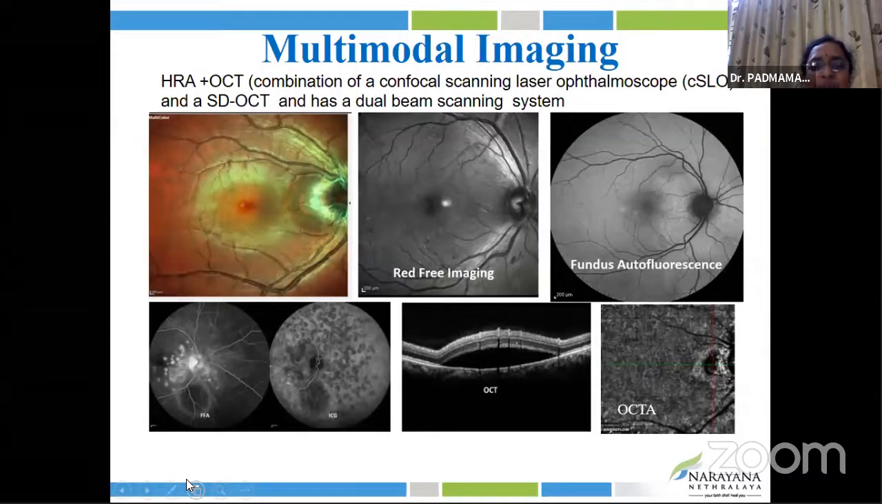Multimodal imaging, where we have a combination of imaging methods, varies from color fundus photography, red-free imaging, fundus autofluorescence, and FFA to study the retinal circulation, ICG for the choroidal circulation. We have non-invasive imaging methods such as OCT and OCTA. All this can be done simultaneously at the point of interest in the same patient to study the pathology in depth.